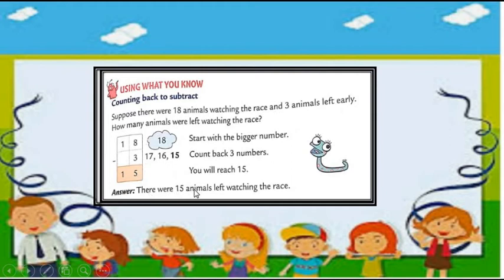There were 15 animals left watching the race. This was the revision of counting back to subtract. My dear students, we already completed this exercise in our fair book also. I hope you all have completed your fair books. If you have not completed yet, then try to complete it as soon as possible.